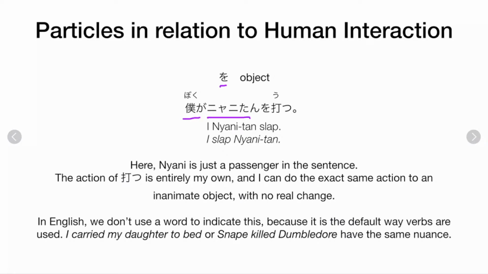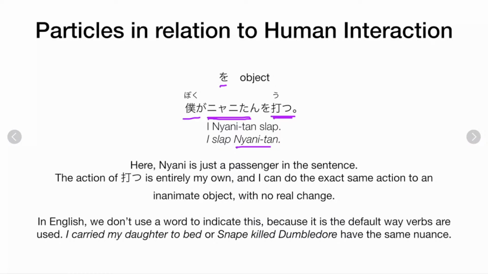Boku ga nyani tan o utsu. In this case, utsu is to hit. We'll say slap, right? So in this sentence, I'm saying I slap nyani tan. Here, nyani is just in the sentence, right? He has no direct involvement with me taking the action utsu. I can do utsu to an inanimate object, right? Instead of nyani, I could slap a pillow, I could slap the board, whatever, any number of things. They have no involvement with the action. I do it the same way, whether I'm hitting a person or I'm hitting an object. How I do the action is not affected.